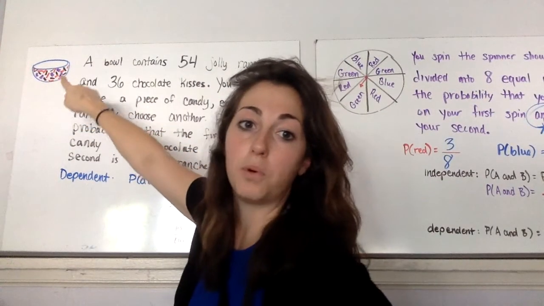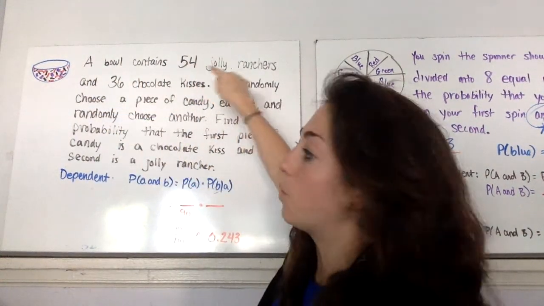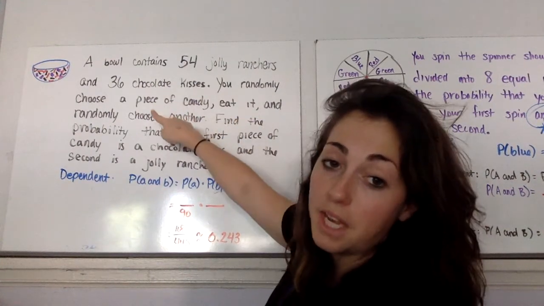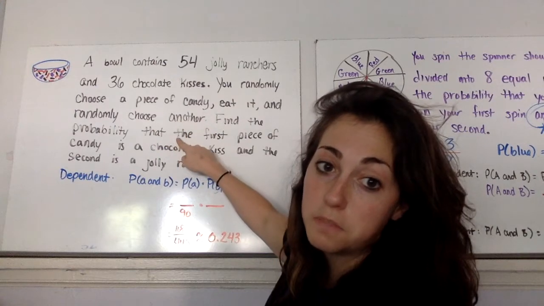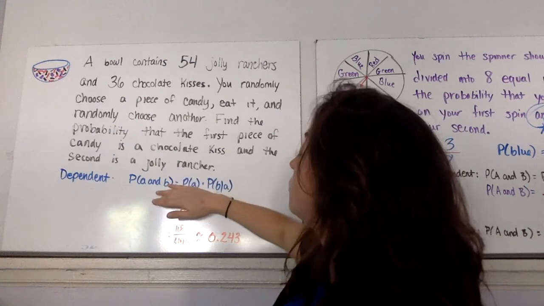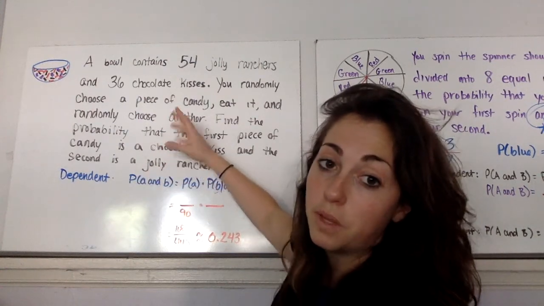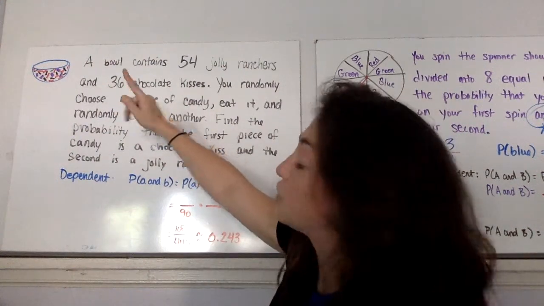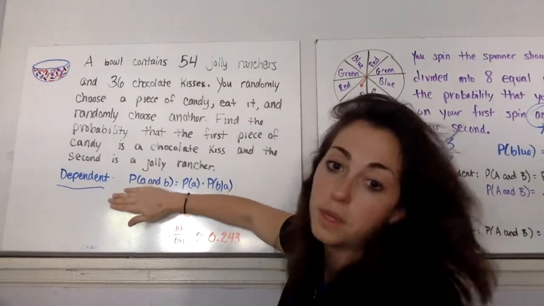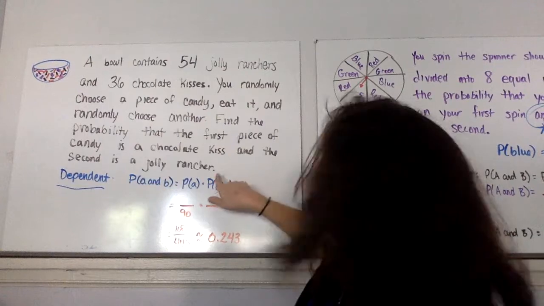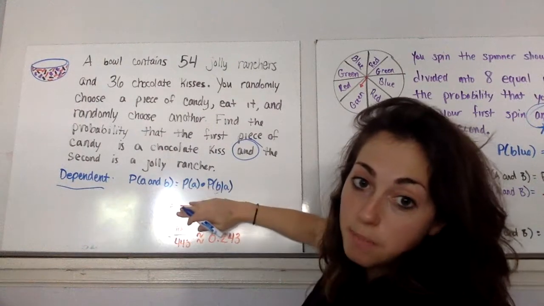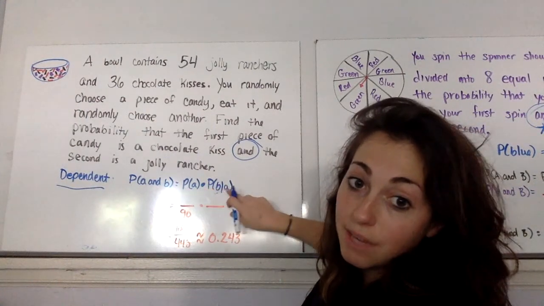We've got this bowl here, and the bowl contains 54 Jolly Ranchers and 36 chocolate kisses. You randomly choose a piece of candy, eat it, and randomly choose another. Find the probability that the first piece of candy is a chocolate kiss and the second is a Jolly Rancher. First, is it dependent or independent? If I eat the candy, my denominator changes, so it's dependent. So I use the formula: probability of A and B. And means multiply. It's the probability of A times the probability of B given A.